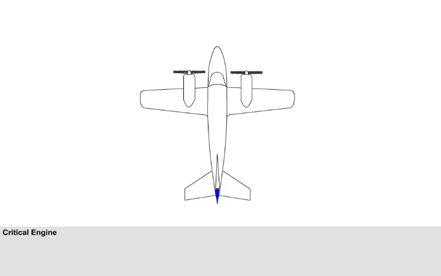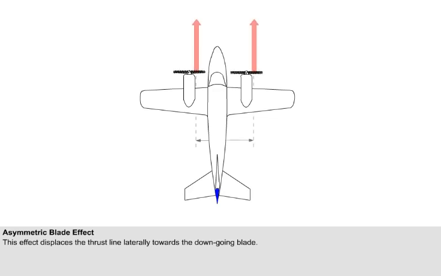One of the factors influencing the yawing moment following engine failure in a multi-engine aircraft is the length of the thrust arm. That is, the distance from the CG to the thrust line of the operating engine. In the case of a prop-driven aircraft, the length of the thrust arm is determined by the asymmetric blade effect of the propeller.